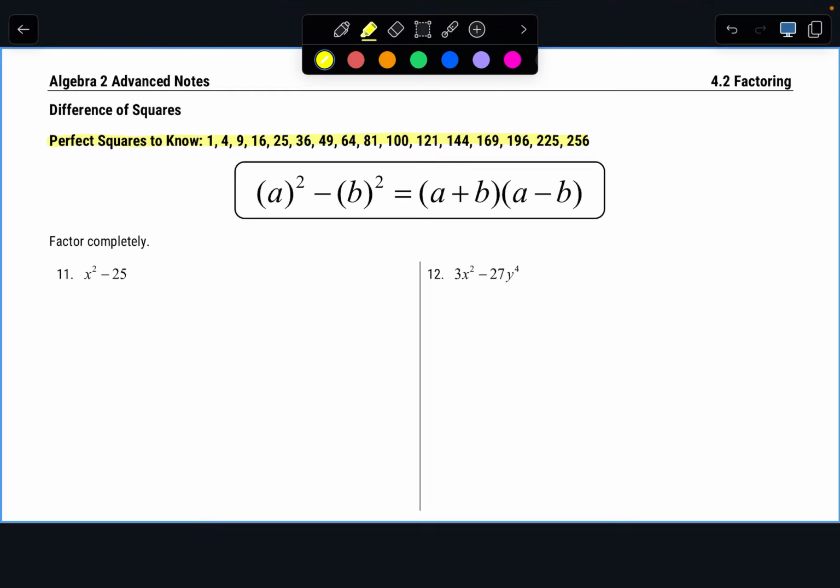So 1 times 1 is 1. 2 times 2 is 4. 3 times 3 is 9. 4 times 4 is 16. The reason why you have to know these is you have to be able to go backwards.